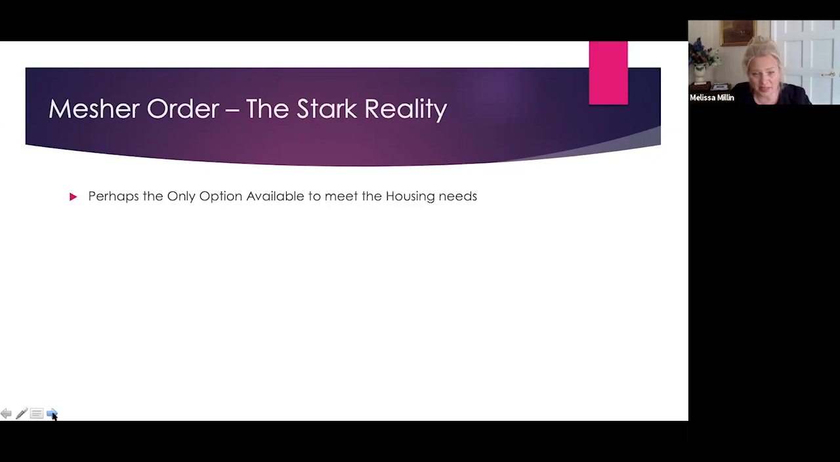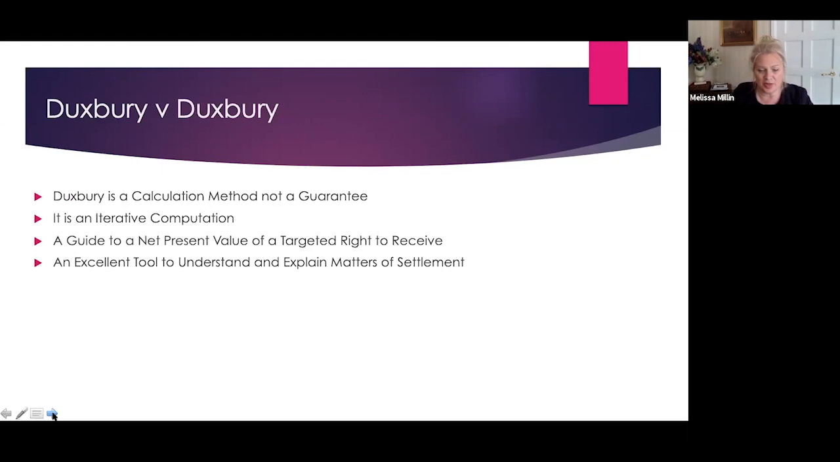My next case is that of Duxbury and Duxbury. This is an amusing little case. It's a situation where the parties were in a 22-year marriage before it broke down. The parties enjoyed a very comfortable lifestyle before the divorce took place.